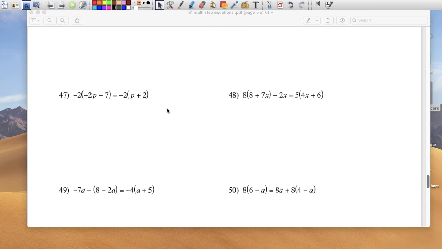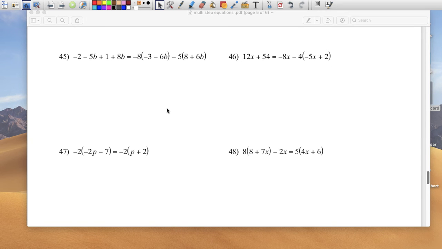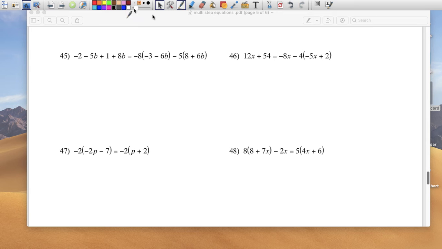Problems 47 and 48. 46 and 47. So 46 and 47, we finally get to those problems that have everything, right? All three. They have a distributive property, they have combining like terms, they have variables on both sides. So let's do the distributive property. 46, 12x plus 54 equals negative 8x.